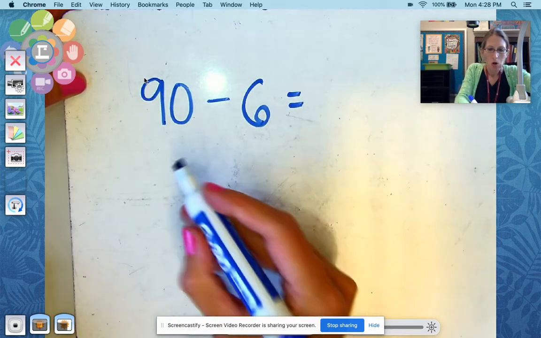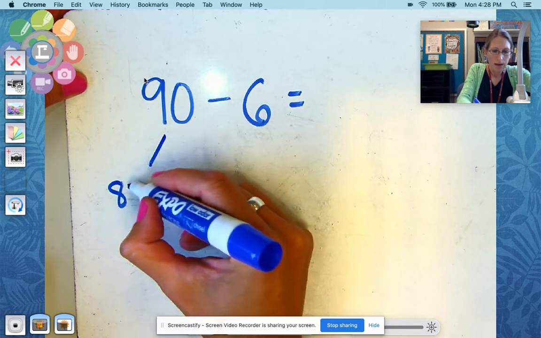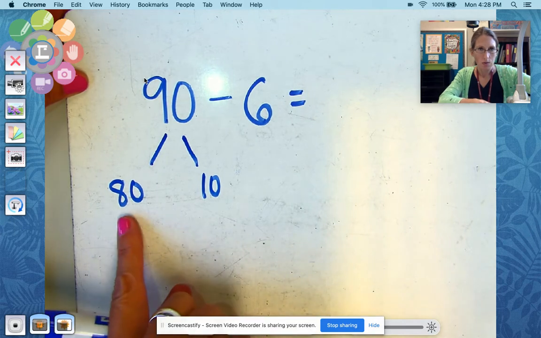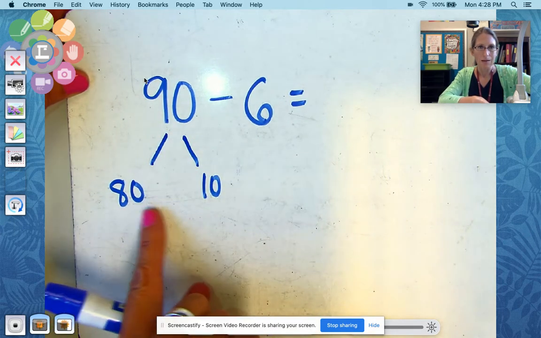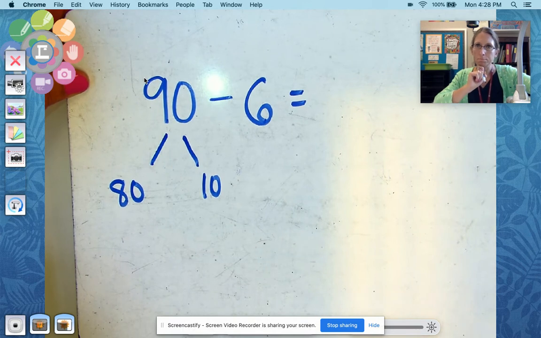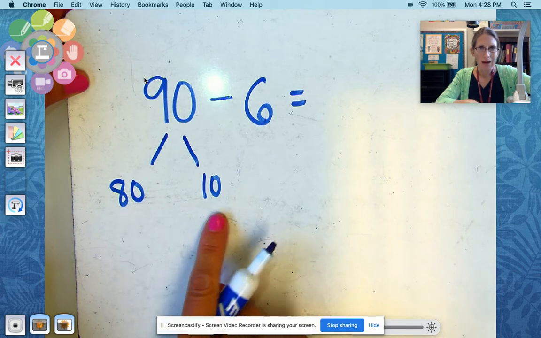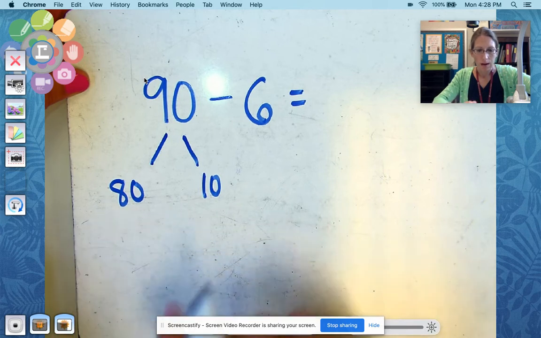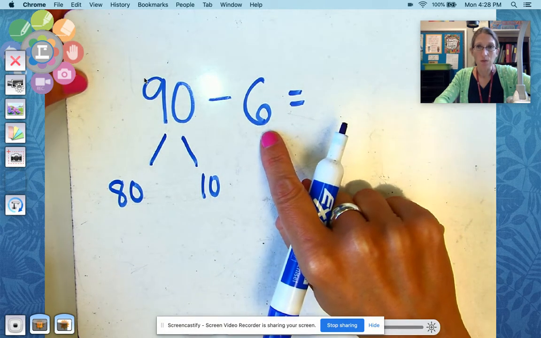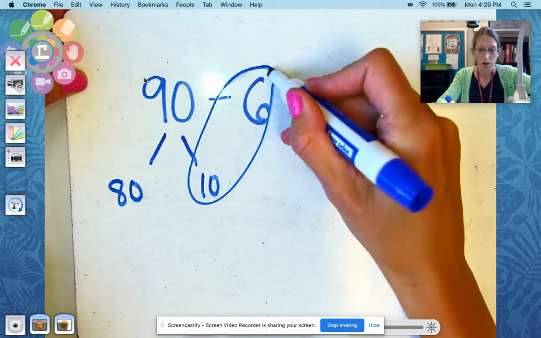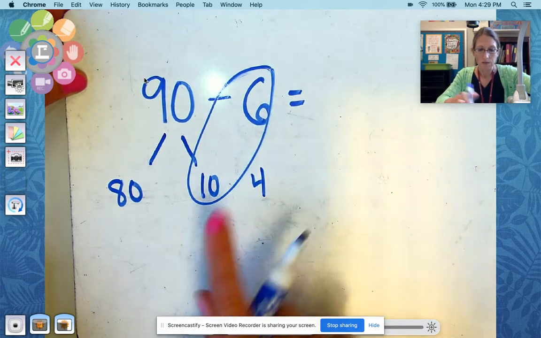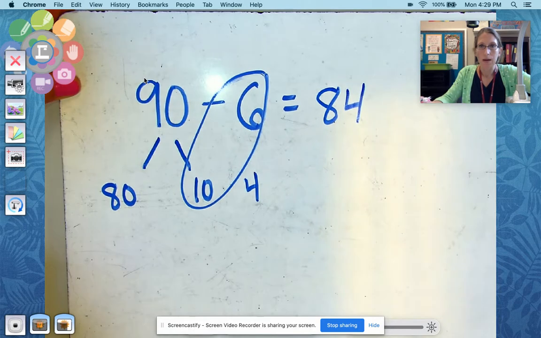I have a thought. Why don't we think of our 90 as an 80 and a 10? Now, wait a second. Is that true? Do these two numbers make up 90, 80, and 10? Yeah, they do. So what we could do here is think about, well, if I have an 80 and a 10, and I need to subtract 6, I'm going to leave this 80 alone. That one's just fine. And then 10 minus 6, I know is 4. So this part of my problem is 4. This 80 didn't change, and then 10 minus 6 is 4. So this would be 84.